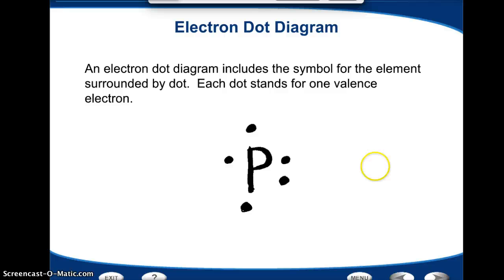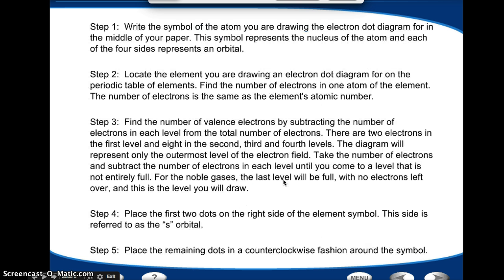So phosphorus is in group 5, and what we do is we put a dot here. This is position 1 on the right-hand side at the top. You can almost think of it as a box around each element symbol. That would be the first dot, second dot, third dot, and fourth dot, and then we go back and put another dot. So that would represent 5.